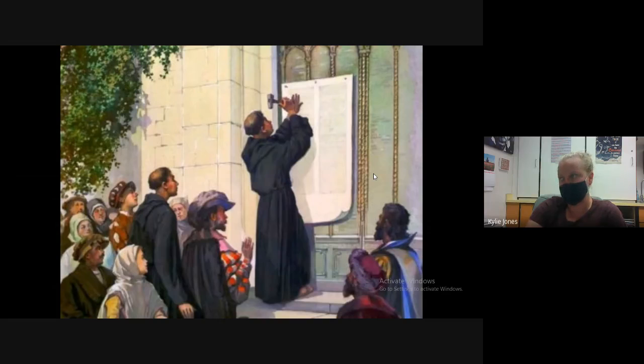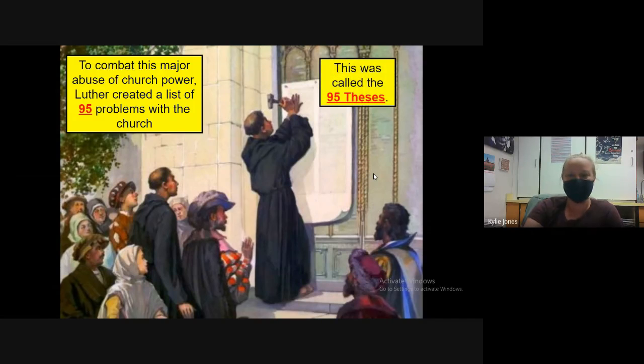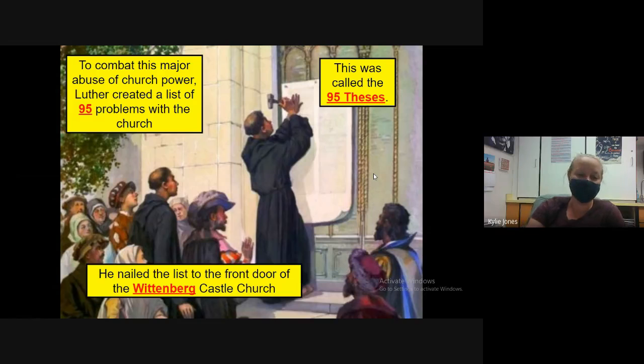Here's Martin Luther hanging up some stuff. To combat, or to go against, the abuse of the church's power, Martin Luther created a list of 95 problems with the church. So he listed out 95 things that he thought were wrong with the church. This was called the 95 Theses. He nailed it to the front door of Wittenberg Castle Church.